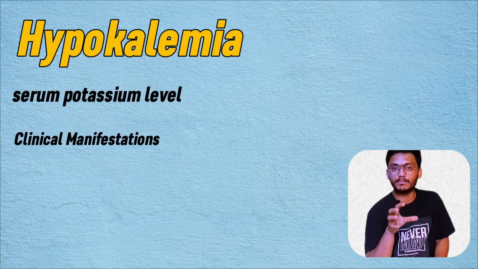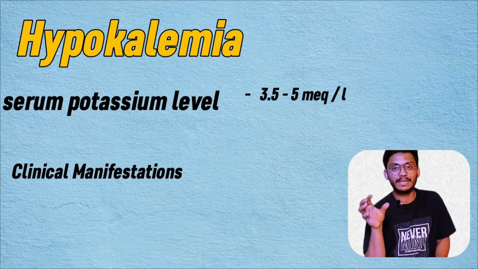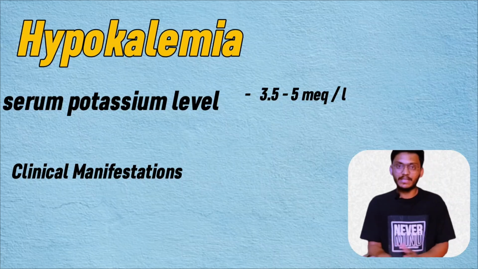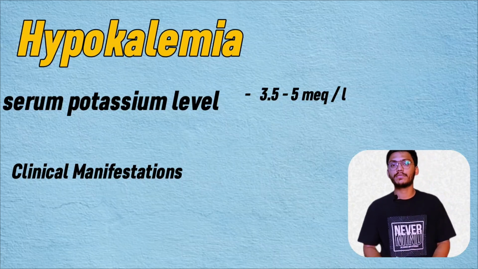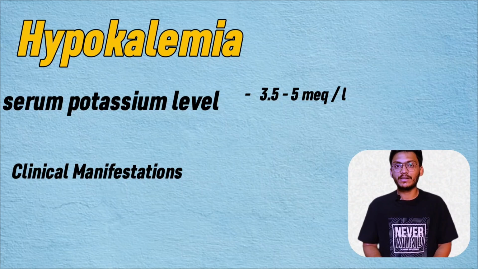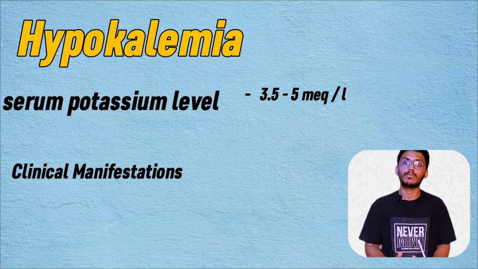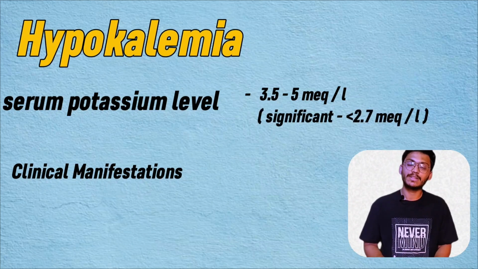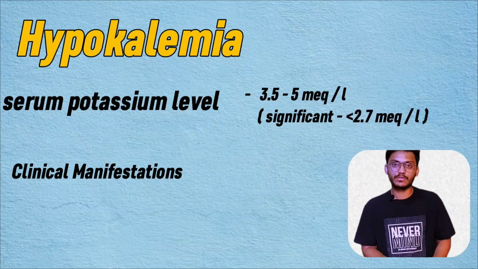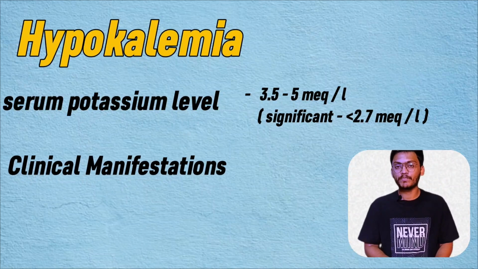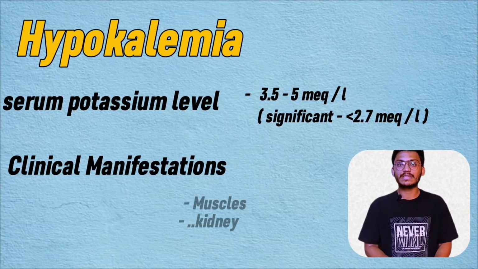So the normal level of serum potassium is 3.5 to 5 milliequivalents per liter. If there is any decrease in potassium levels, that is less than 3.5 milliequivalents per liter, you will find clinical manifestations. These clinical manifestations are more evident when the potassium level is less than 2.7 milliequivalents per liter. The clinical manifestations of hypokalemia: hypokalemia affects muscles and kidney mainly.